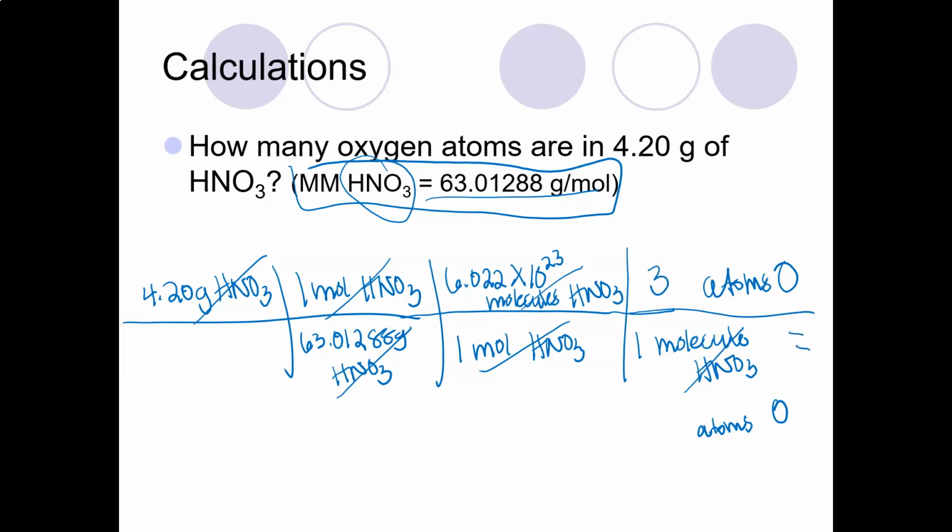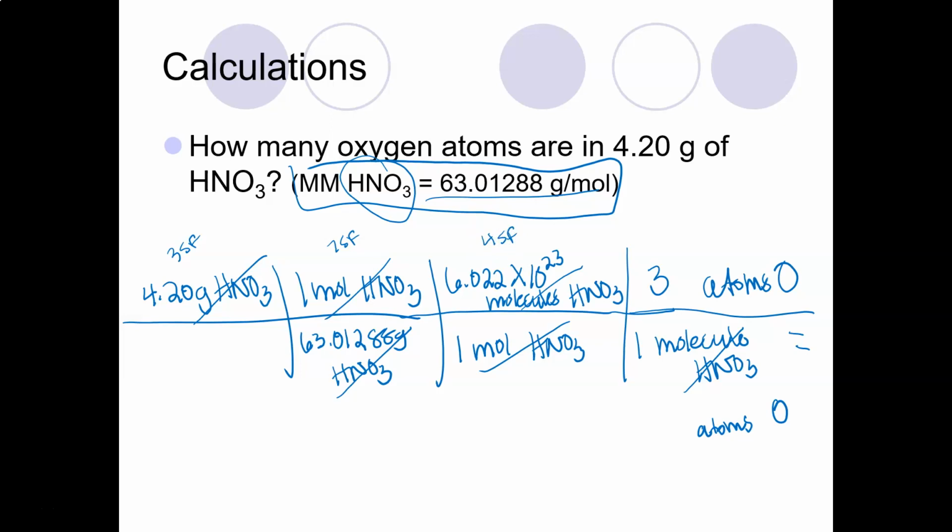So now I'm going to grab my calculator. 4.20 divided by 63.01288 times 6.022 times 10 to the 23rd times 3 sig figs. There's 3. There's, what did I say that was? 1, 2, 3, 4, 5, 6, 7. This has 4. And when we're looking at this last unit factor, you might think, oh, that has 1.